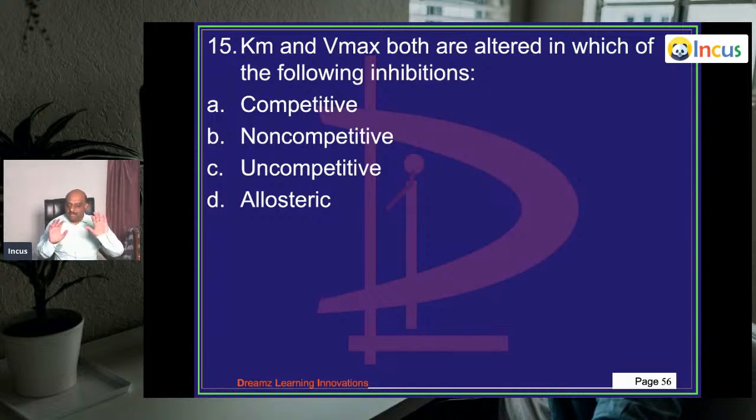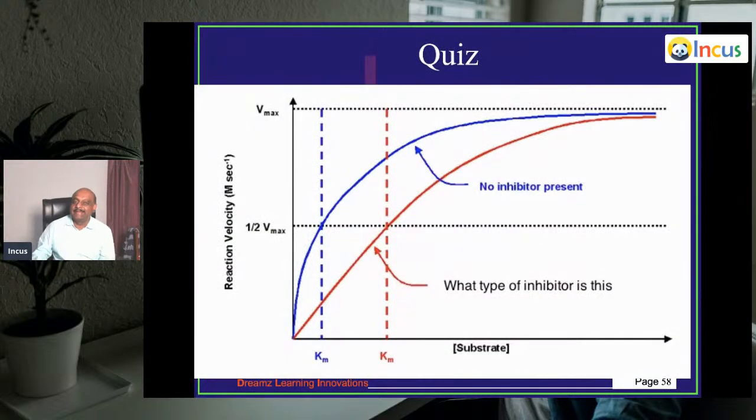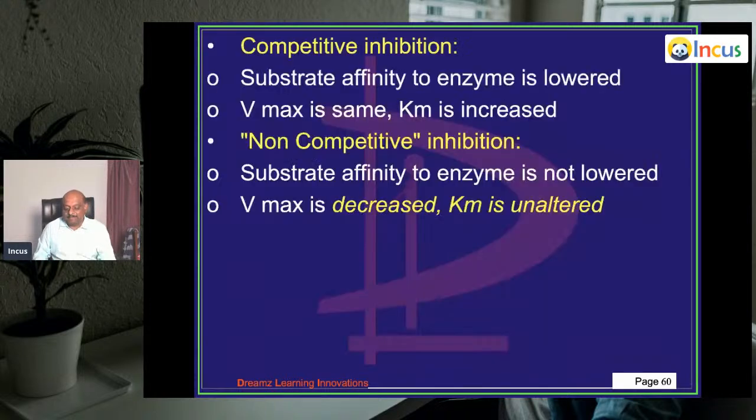Km and Vmax both are altered in which type of inhibition? In case of uncompetitive inhibition. भैया कॉम्पिटिटिव मालूम है, नॉन कॉम्पिटिटिव मालूम है, ये अनकॉम्पिटिटिव क्या होता है? देखो, you applied inhibitor. What type of inhibitor is it? It is a reversible competitive inhibitor.